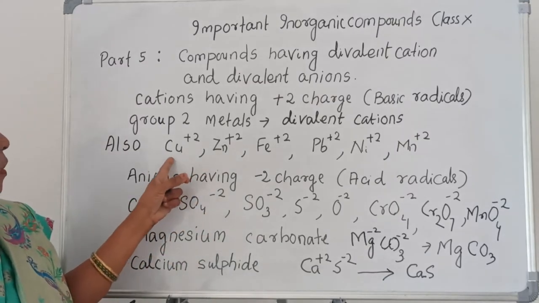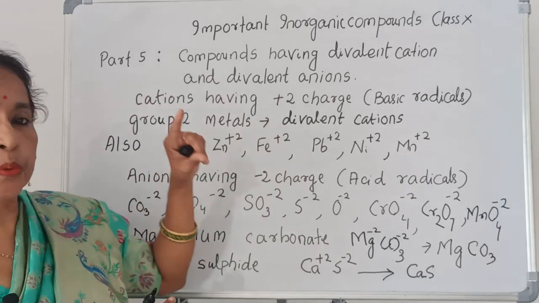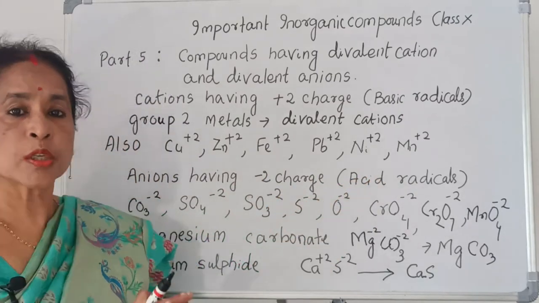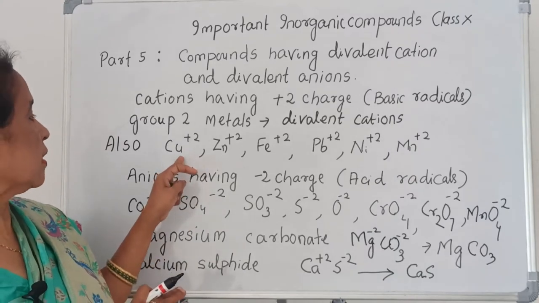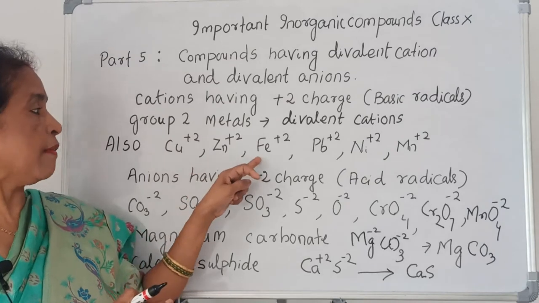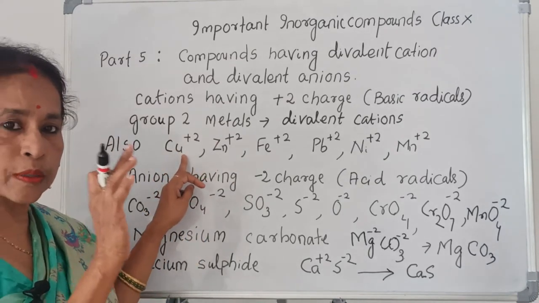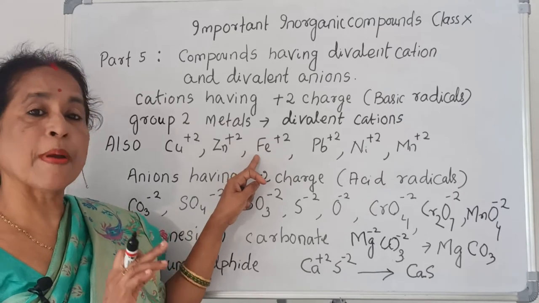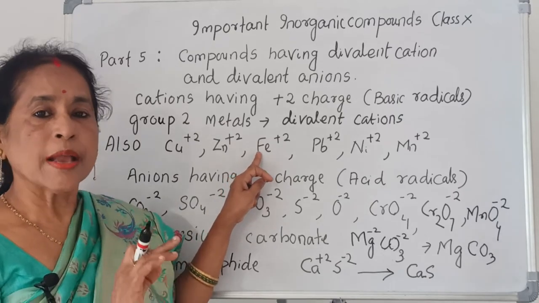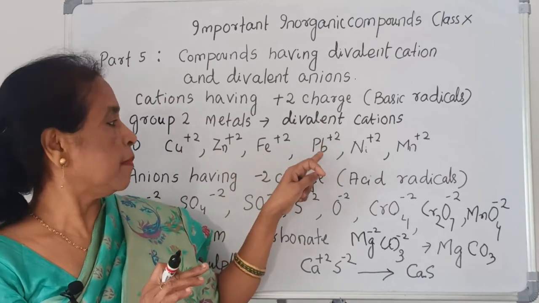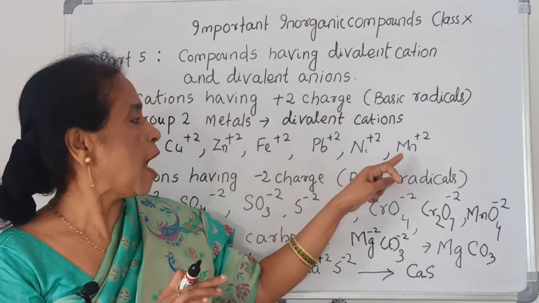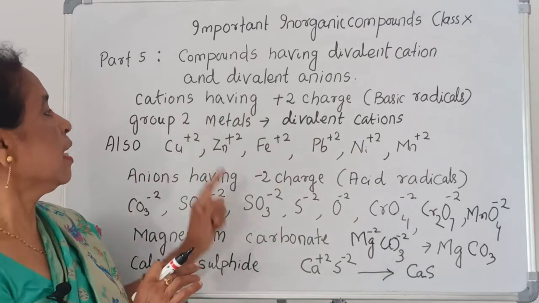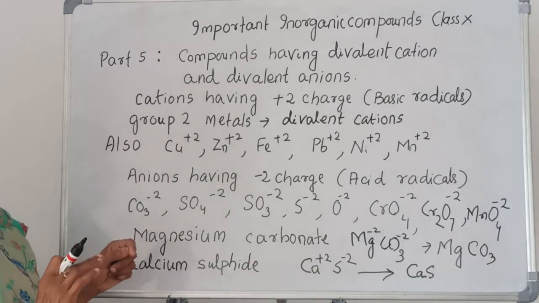And except group 2 metals, other metals also show plus 2 valency, plus 2 charge. These are Cu plus 2, Zn plus 2, Fe plus 2. What is Cu plus 2? Cupric. Cuprous is plus 1, cupric is plus 2. Zn plus 2, zinc plus 2. Fe plus 2 means ferrous; ferrous is plus 2, ferric is plus 3. Pb plus 2, lead plus 2, Ni plus 2, nickel plus 2, Mn plus 2, manganese plus 2. That means these all have plus 2 charge. That is why they are divalent cations.